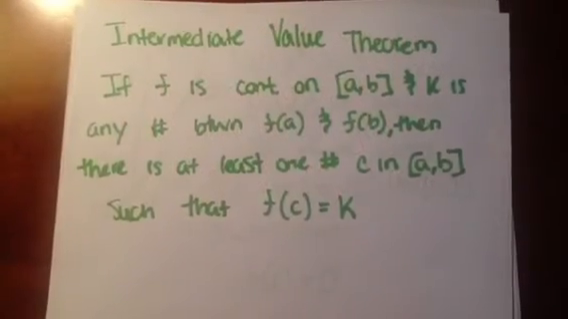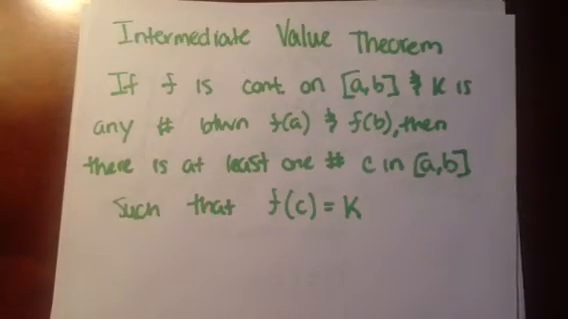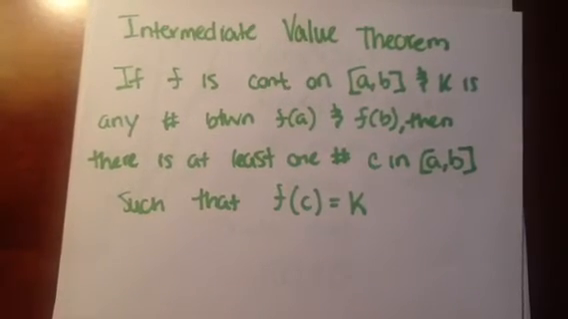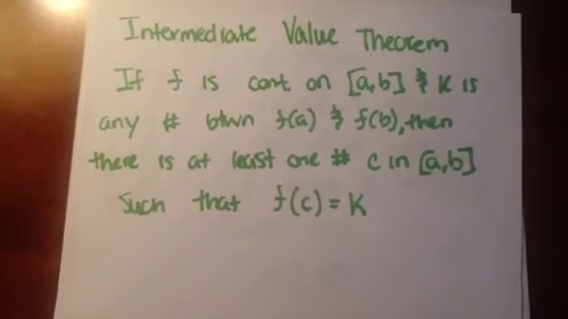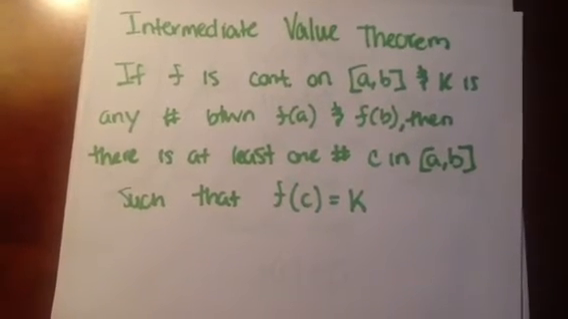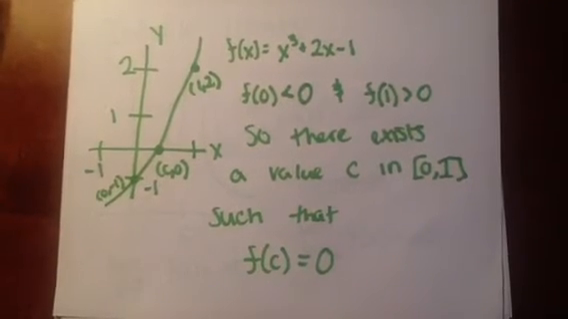The intermediate value theorem states that if f is continuous on the closed interval a, b and k is any number between f of a and f of b, then there is at least one number c in the closed interval a, b such that f of c equals k.